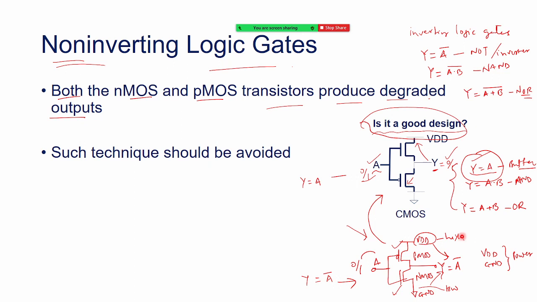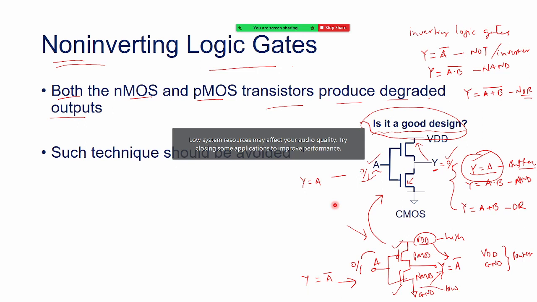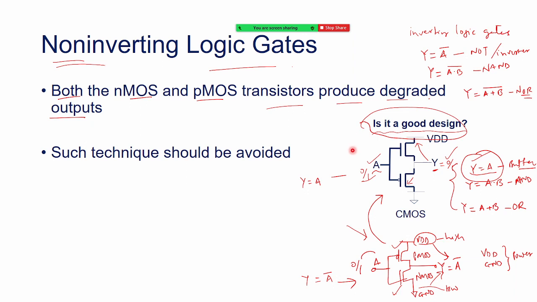Anybody? I don't think it is a good design because I have never seen this design. Yeah, but just because we haven't seen this design, can we declare that this is not a good design because we haven't seen that? But I say yes, you can implement it this way also. Why not? Because I am getting Y equals A.